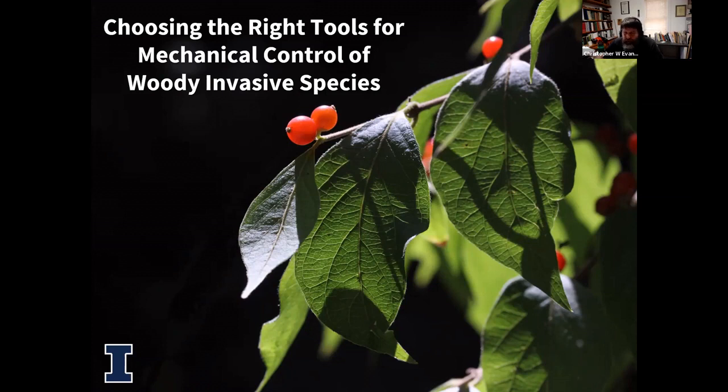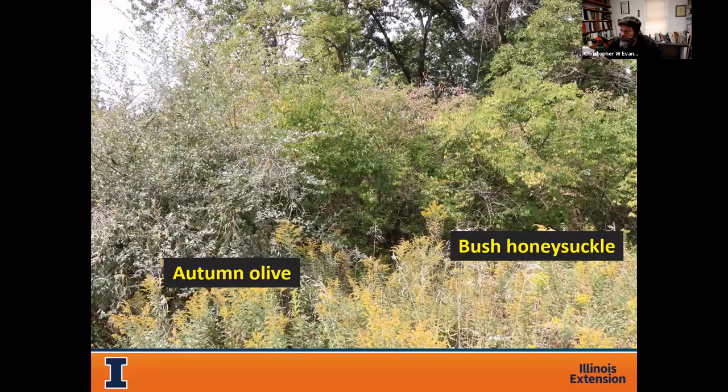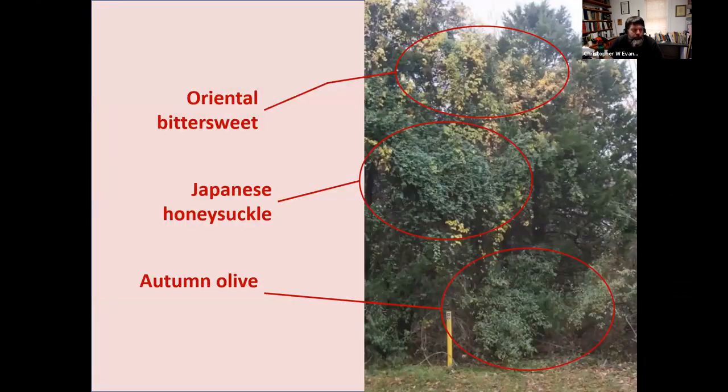But just jumping right in, woody invasive species are some of our worst invaders, as I'm sure you've heard all the time. We deal with multiple ones and multiple control techniques, whether they're shrubs like this, trees or vines, anything together. And so understanding the control and understanding your control options is very important.